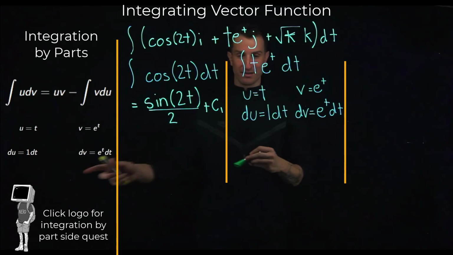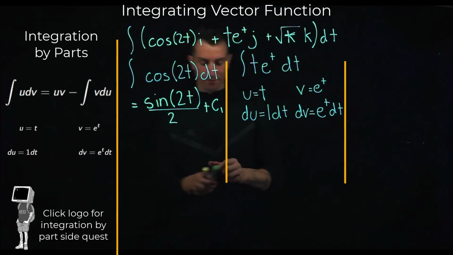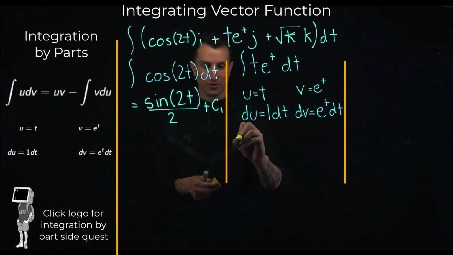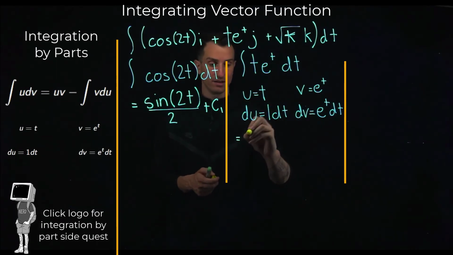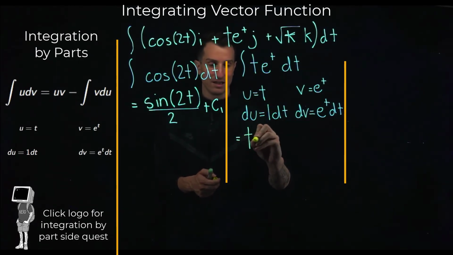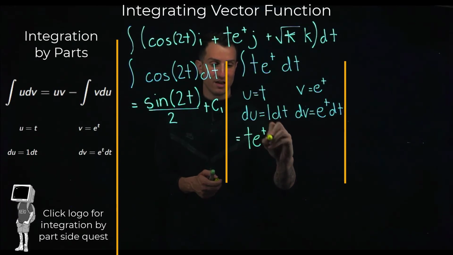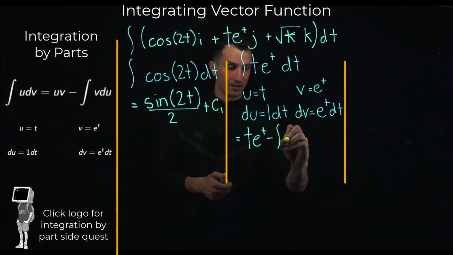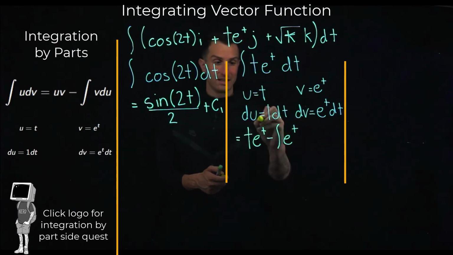Okay, so again, this is coming straight from our formula for integration by parts. Putting this all together, this is going to be equal to uv, so t e to the t, that's uv, minus the integral of v du, which is 1 dt.